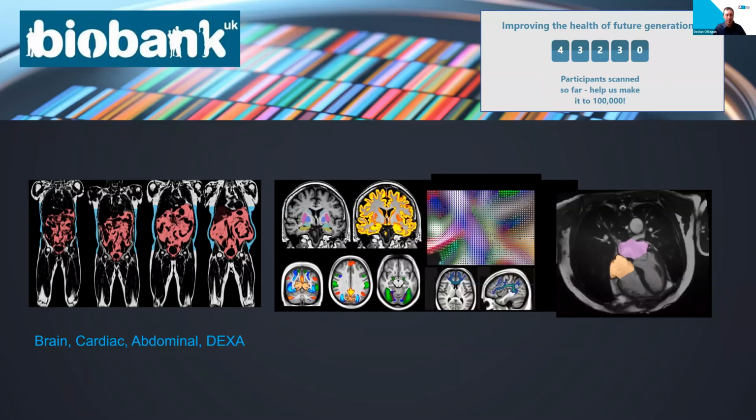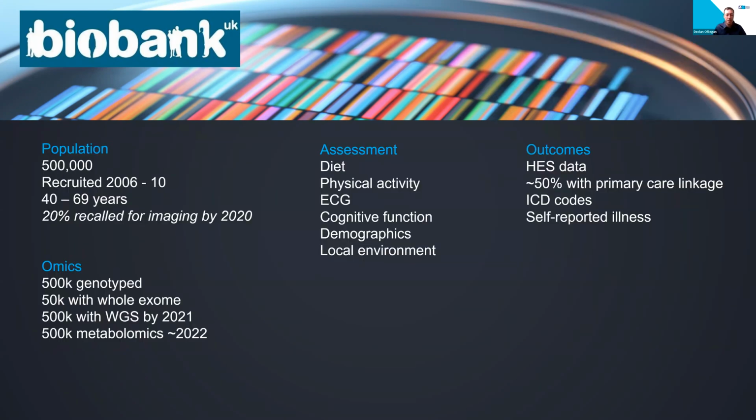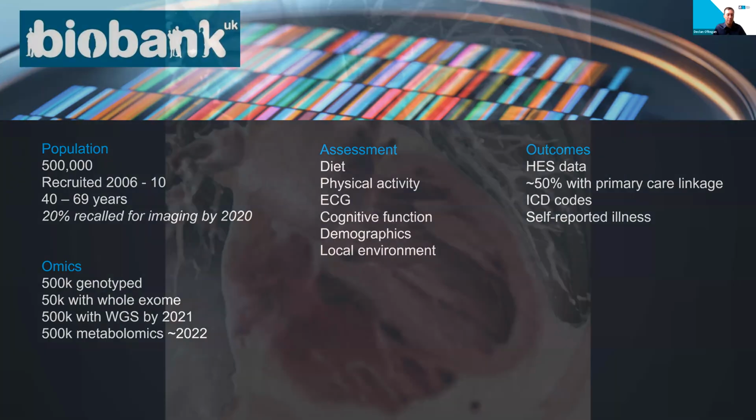Now, biobank has really been transformative in cardiovascular research, and over 40,000 have now had cardiac MRs, as well as whole body imaging, brain imaging, and so on. All of them have been genotyped. There's detailed information about outcomes and risk factors as well, which has really been transformative.